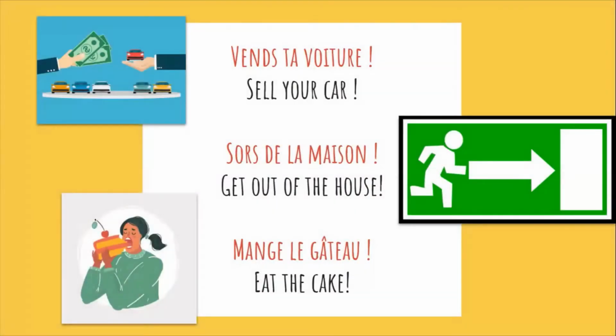Now let's take a look at some examples of how we would use these verbs in a sentence or in an actual command. So here we have vends ta voiture, sell your car, sors de la maison, get out of the house, mange le gâteau, eat the cake. So it's really useful, this tense, right? As we're seeing, we can use it for orders, recommendations, or even requests. So l'impératif is very useful in French.